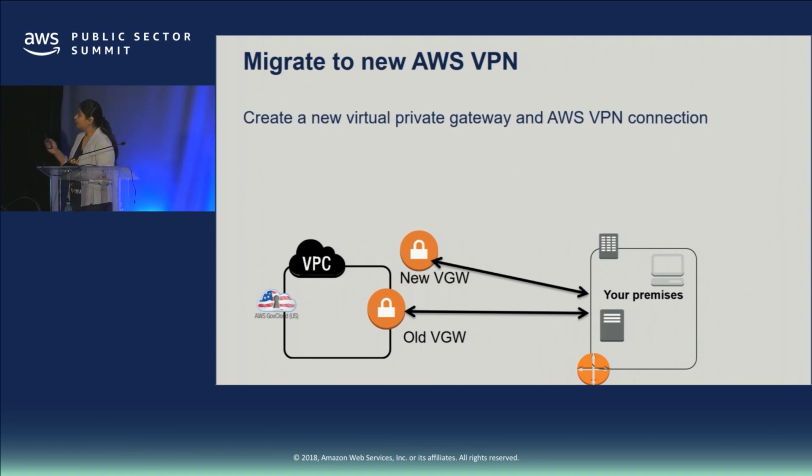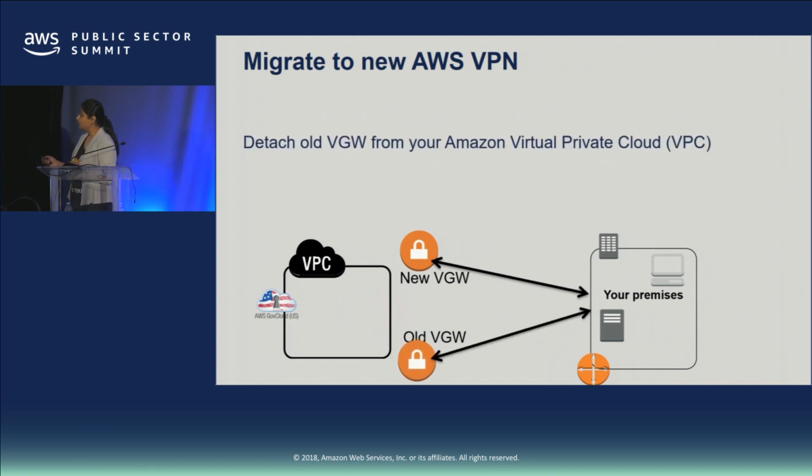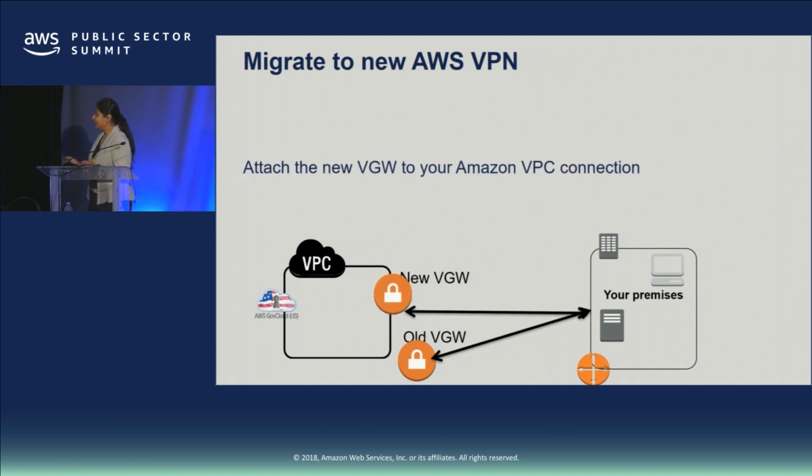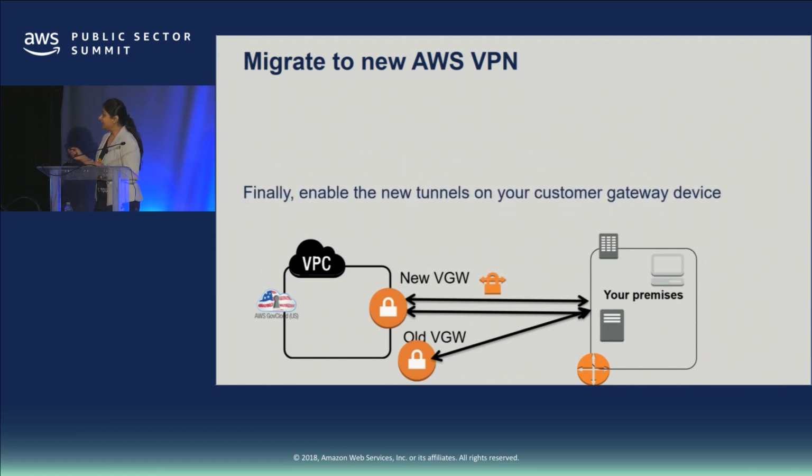The next step would be to create a new virtual private gateway and an AWS VPN connection. You then detach your old virtual private gateway from your Amazon VPC. You then attach the new virtual private gateway to your VPC. And then finally, enable the new tunnels on your customer gateway device.